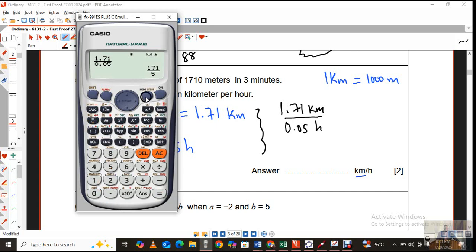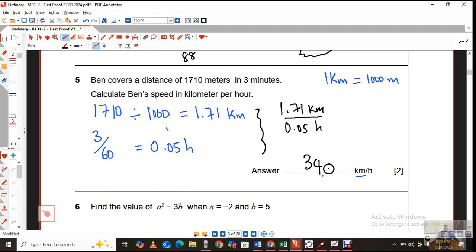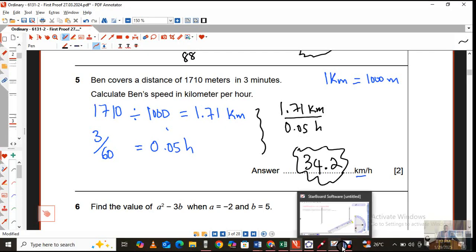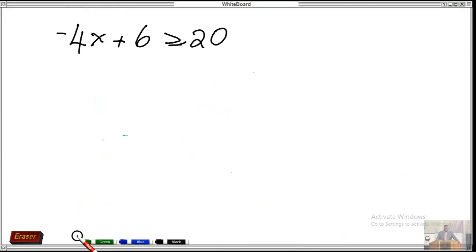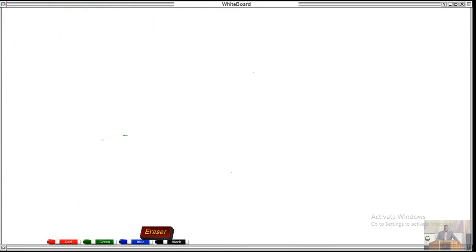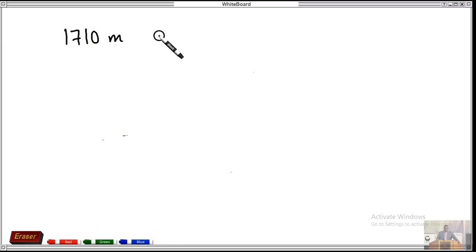You can leave your answer in many ways. It's either this improper fraction over here or 34.2. So the answer is 34.2. There are many ways you can do this. Maybe I can bring in my whiteboard to explain a little bit what I mean by this. Let me just erase the stuff that I have there before. Remember, the question was saying you are supposed to convert 1710 meters, it was done in 3 minutes.